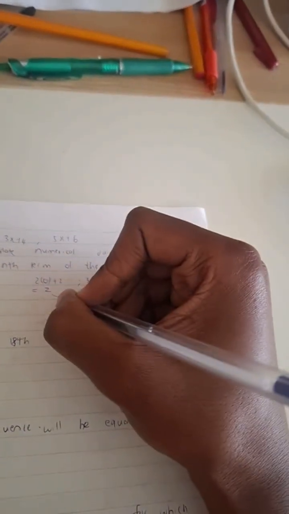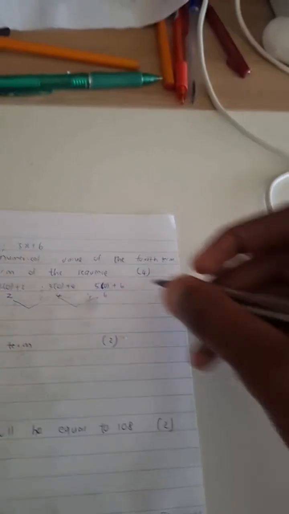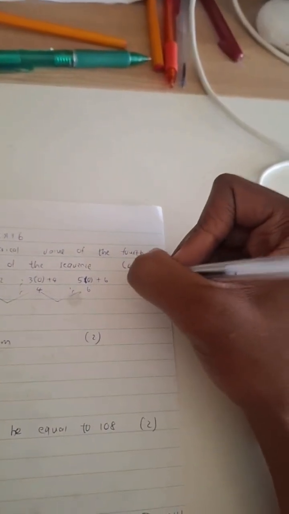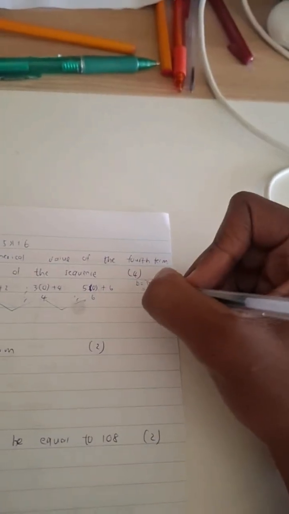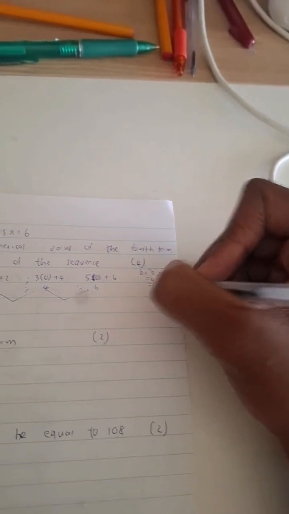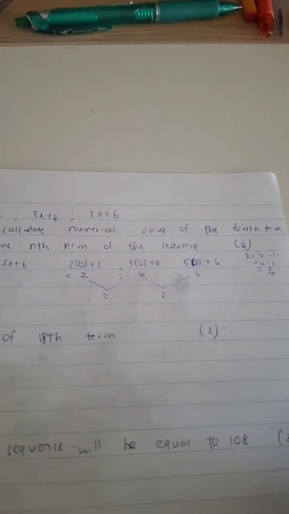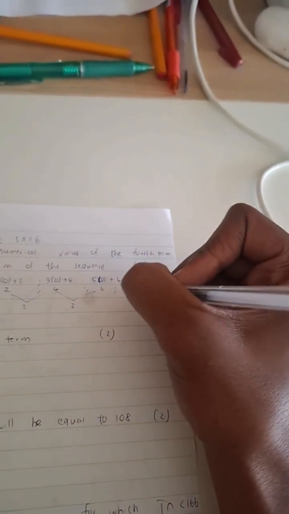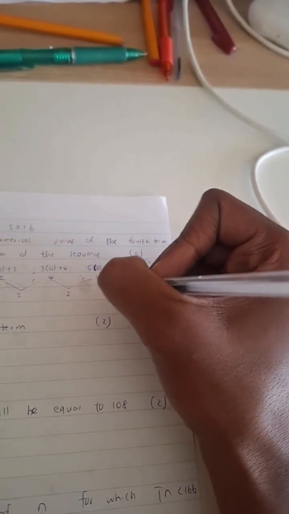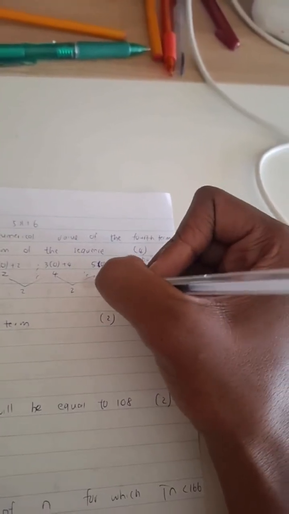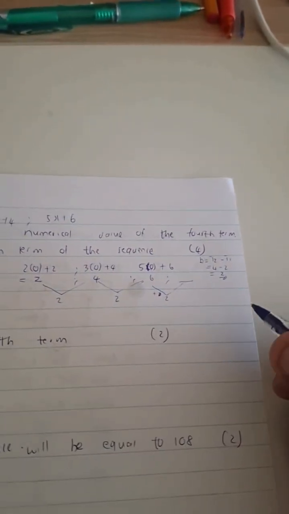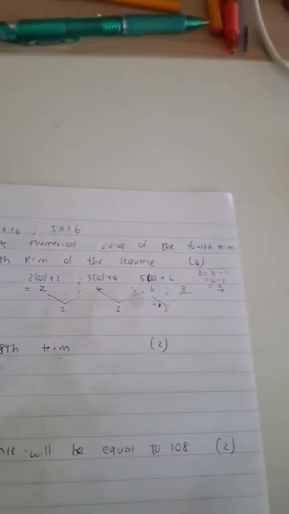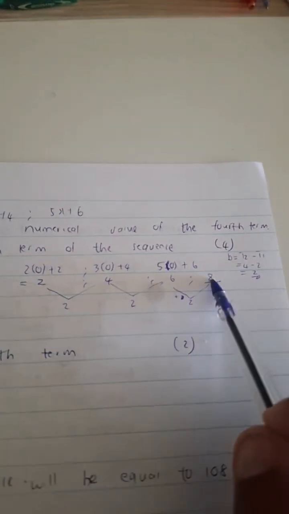Now, I'm sure you guys can see that there is a constant difference, which is b is equal to t2 minus t1. That means 4 minus 2, which is equal to 2. That is our constant difference. So we have a constant difference here of 2. Our fourth term is going to be what, guys? It's going to be 8. That is our fourth term.